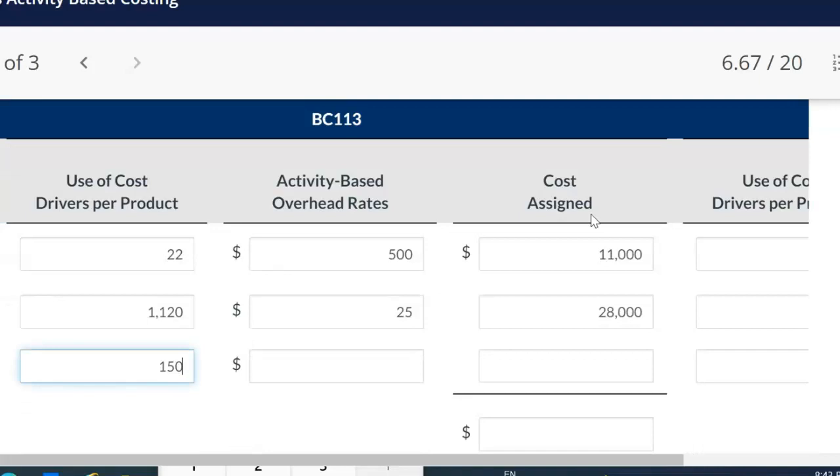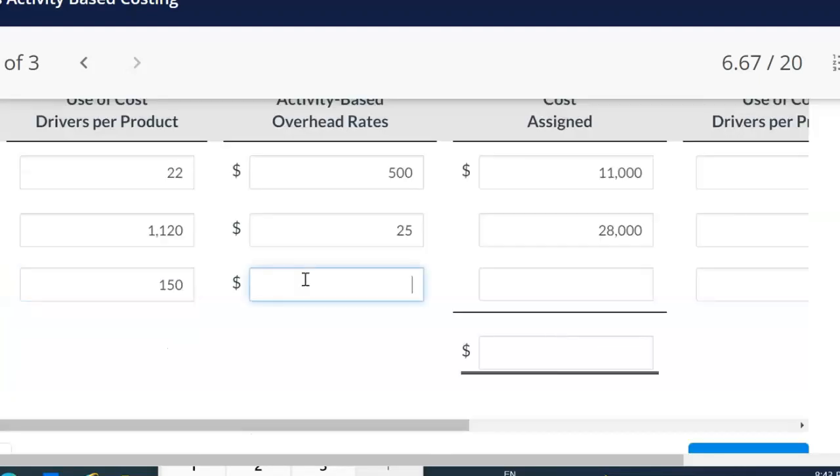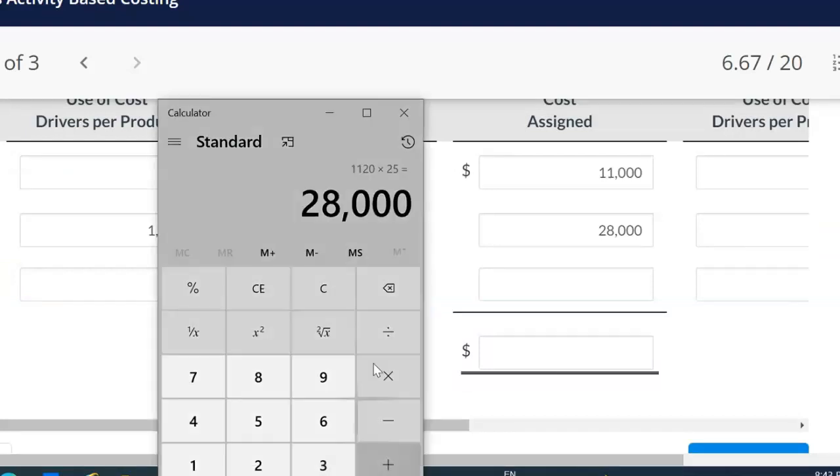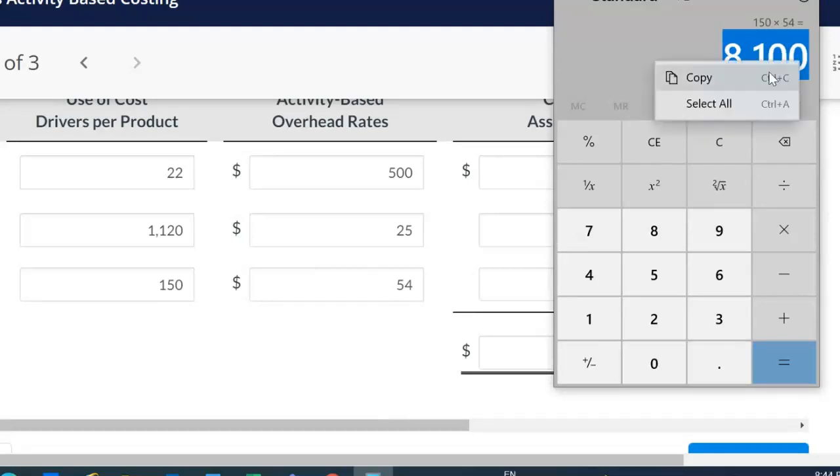150 times, whatever that rate was. 54. 54? Okay. Any question, anybody? You're following along. Different numbers, but you got the idea.